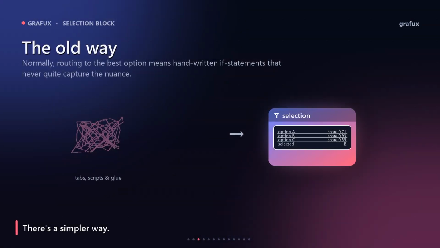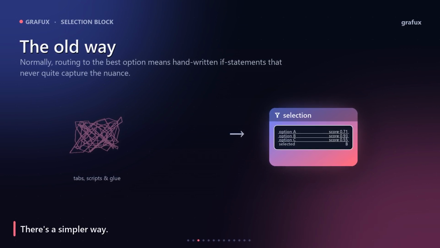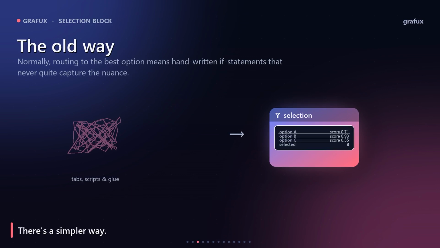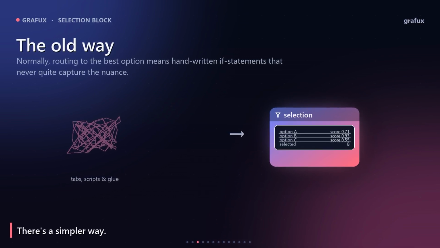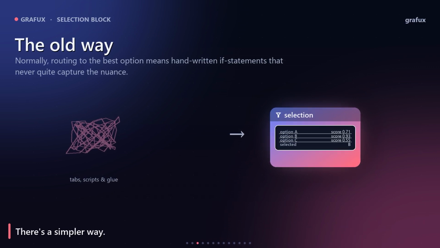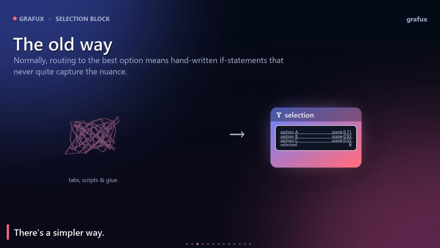But first, why does this even matter? Normally, routing to the best option means handwritten if statements that never quite capture the nuance. It's slow, it's fiddly, and it pulls you right out of your flow. The selection block makes all of that disappear, turning a whole chore into a single, simple node. What used to take a stack of tools and a pile of patience now takes one block and one click.